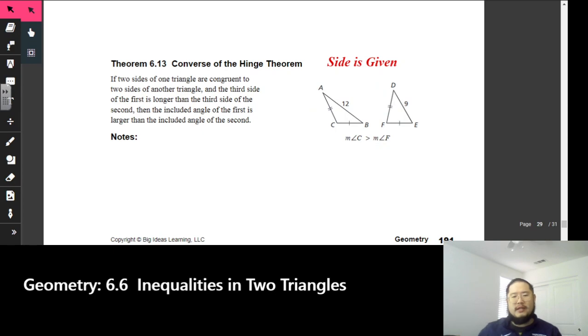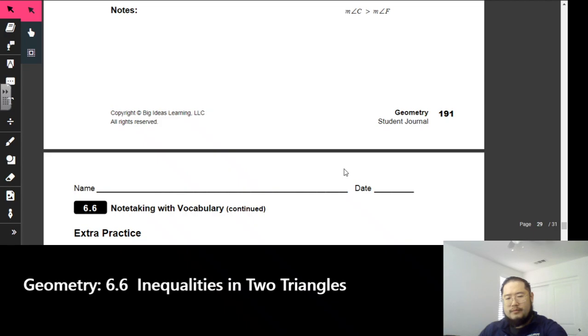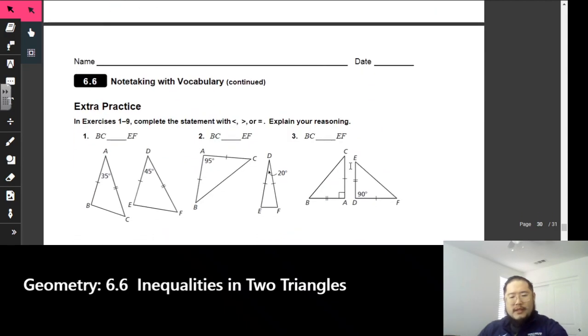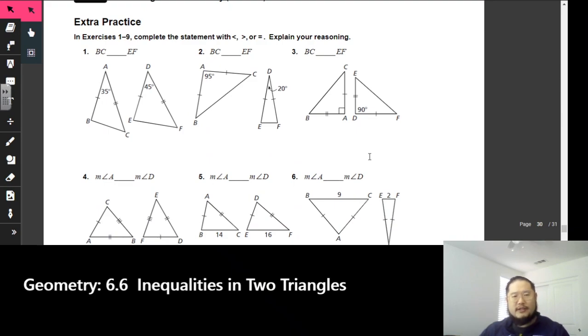With the hinge theorem, the angles are given and we find which side is longer. With the converse to the hinge theorem, the sides are given and then we're figuring out which angles are larger. Pretty simple concept here. So that brings us to our extra practice. Let's take a look and apply what we just learned.